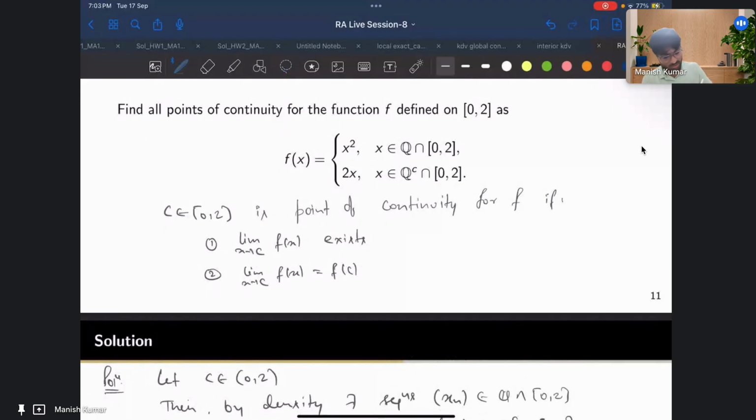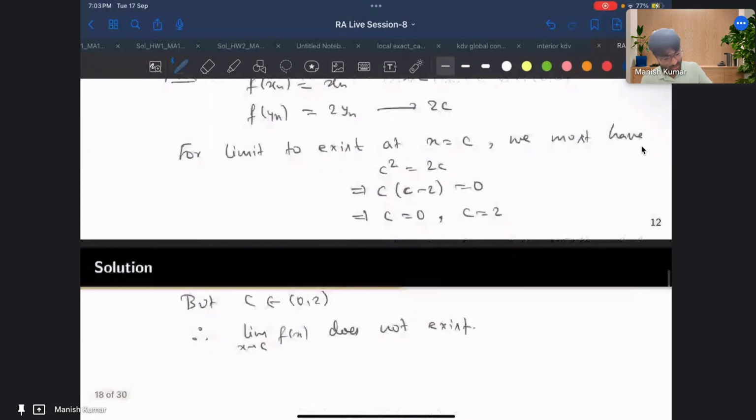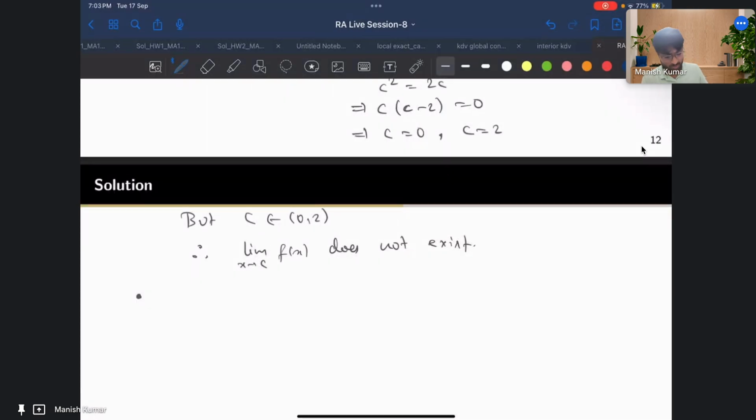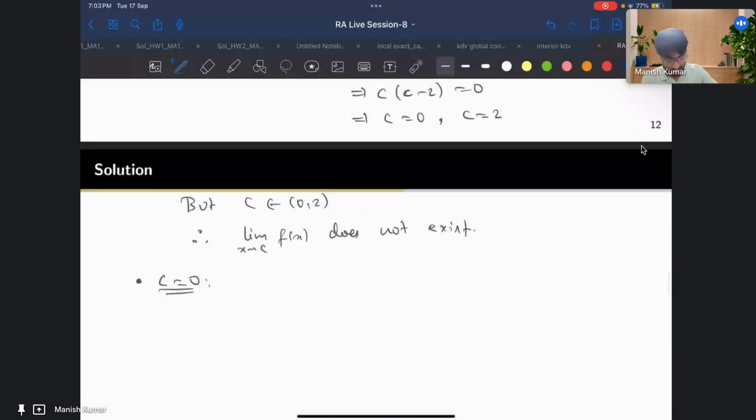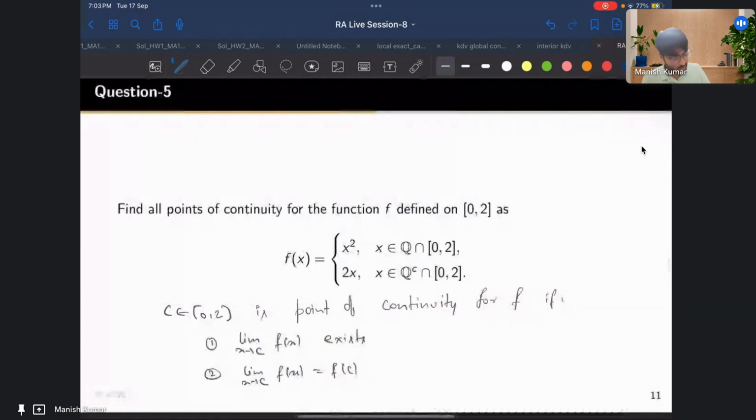Now this is done. The question is, is the function continuous at c equal to 0? Although you can clearly understand that both x square and 2x are going to 0, so the function is going to be continuous, the point is how to prove it. That's the main thing. We'll prove it using the epsilon delta definition. So c equal to 0; 0 is a rational point, so f of c is going to be 0, right?